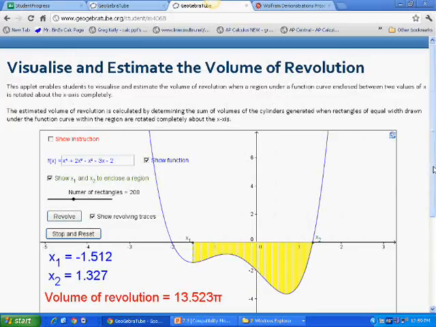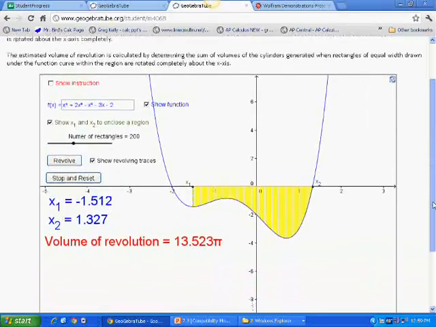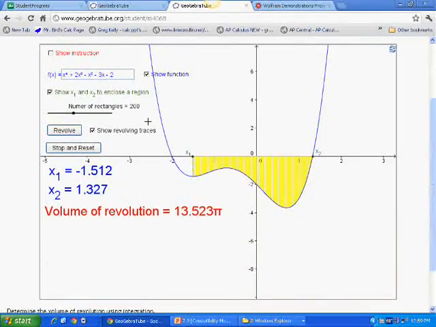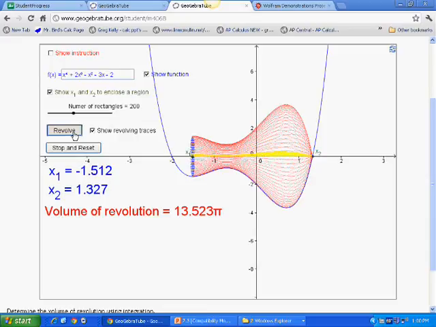Okay, I have another function here, and this function is an x to the fourth. Here's the function. We can see that it is an x to the fourth, and what I can do is revolve it over the x-axis, and you can see that it will form some sort of a vase, and we can find the volume of this vase by integrating it from x sub 1, which is negative 1.512, to x sub 2, which is 1.327.